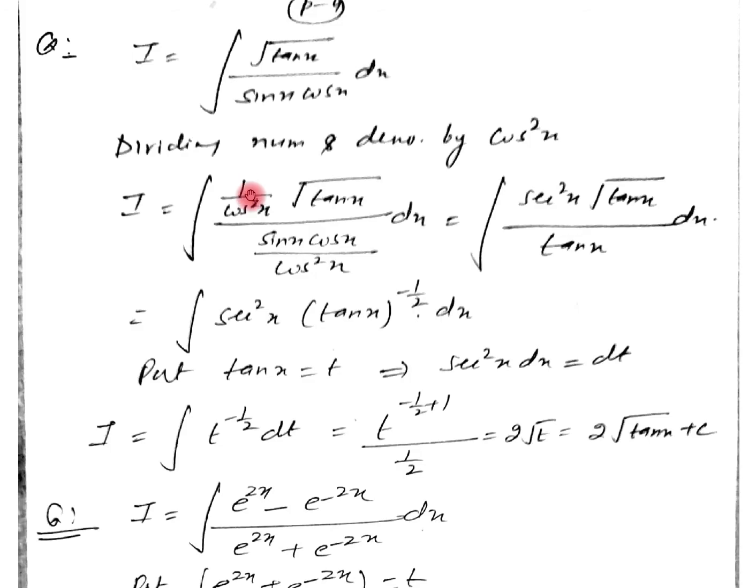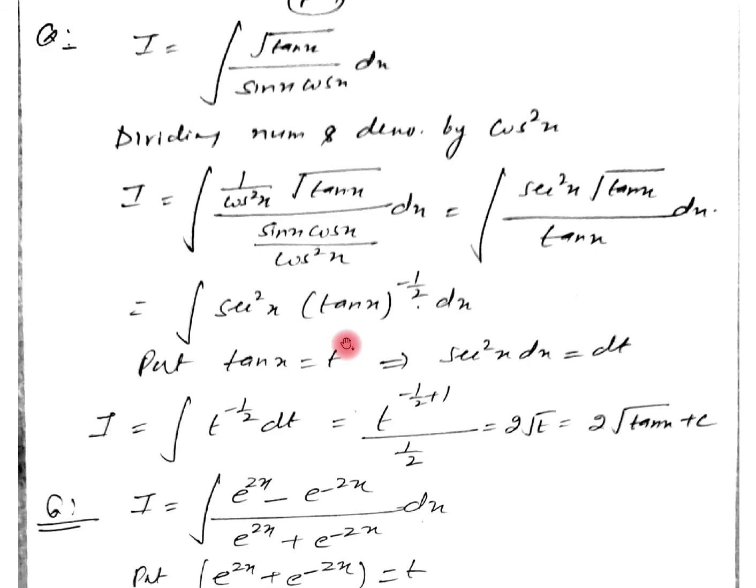Then 1 upon cos square x can be written as secant square x, under root tan x as it is. Then simplifying, we are getting sin by cos means tan x. Now the whole function is converted into tan and its derivative. Now I can easily collect these two powers. It can be written as secant square x into tan x whole power minus 1 by 2.